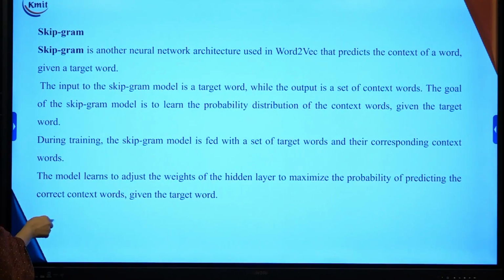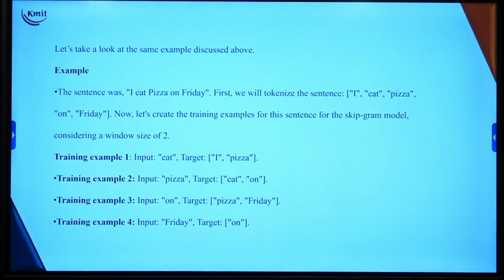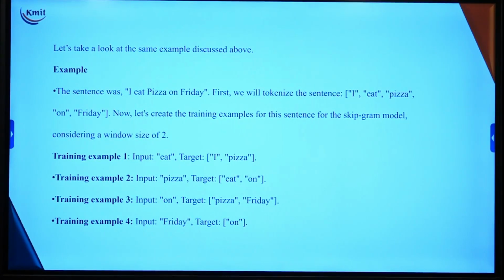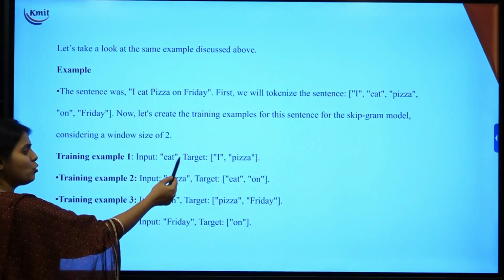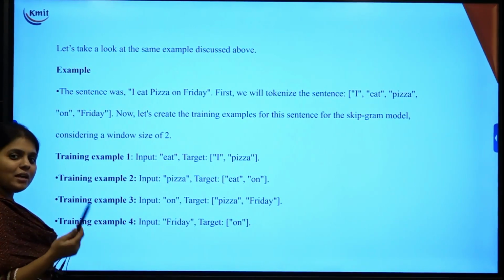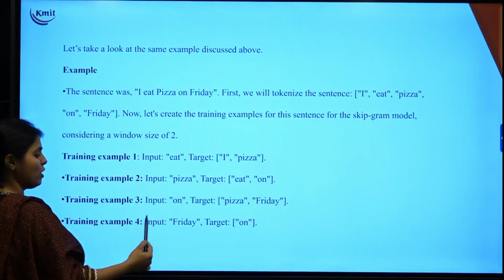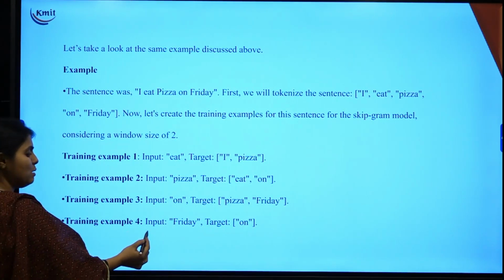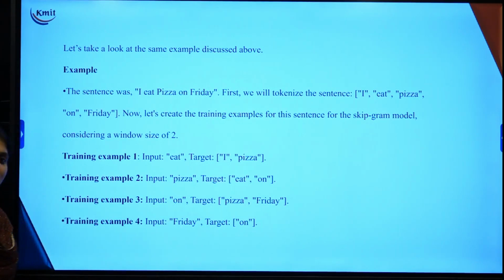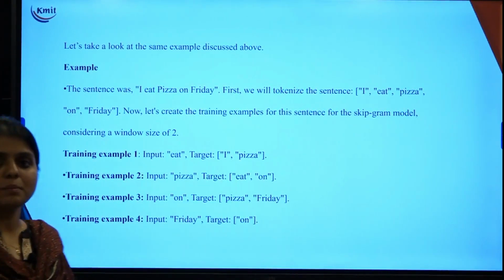Now, let's look into an example. Same example, I eat pizza on Friday. It will have I, eat, pizza, on, Friday as tokens. Here I am taking only one target word as input. When I say eat, the output target would be I, pizza. If I take pizza as input target word, my output will be eat, on. When I take input target word as on, the output will be pizza, Friday. When I take input target word as Friday, the target will be on. So, based on the input word, the context words will be predicted in your Skipgram model.